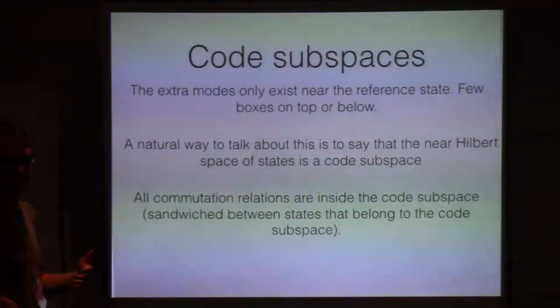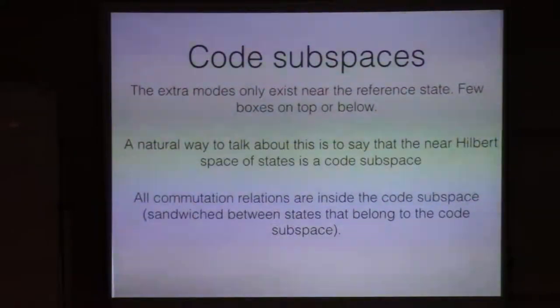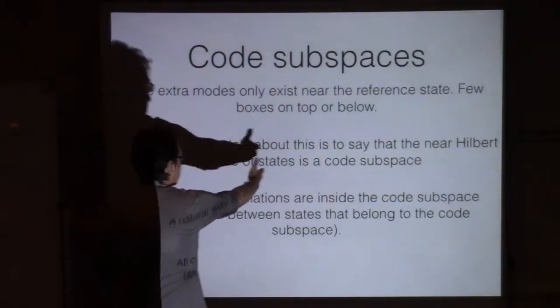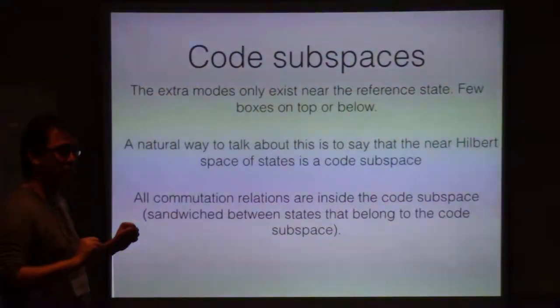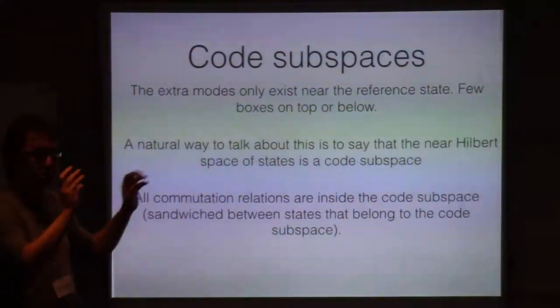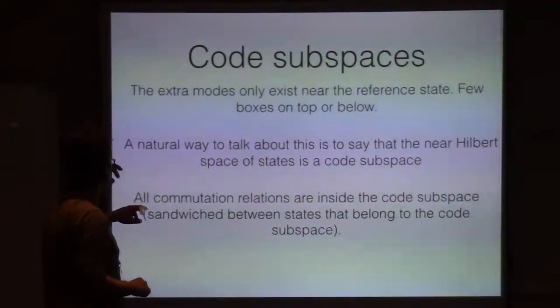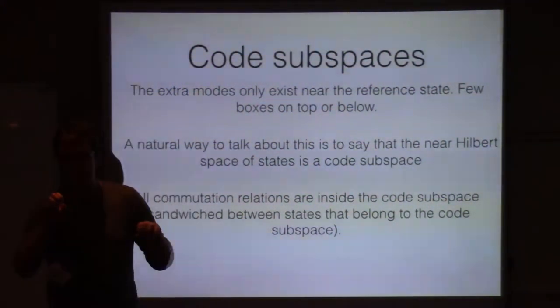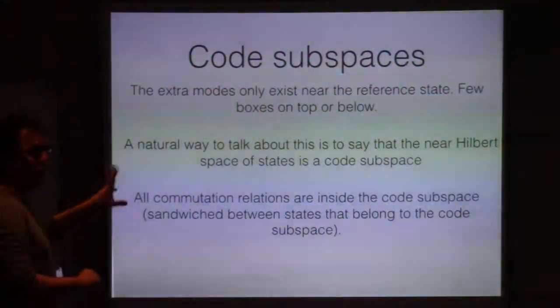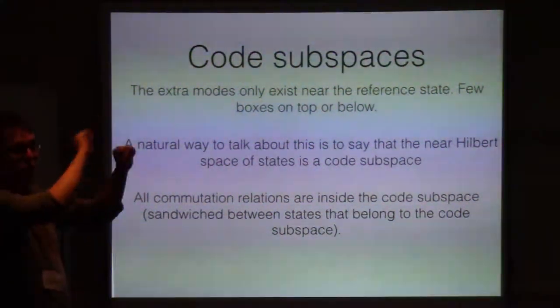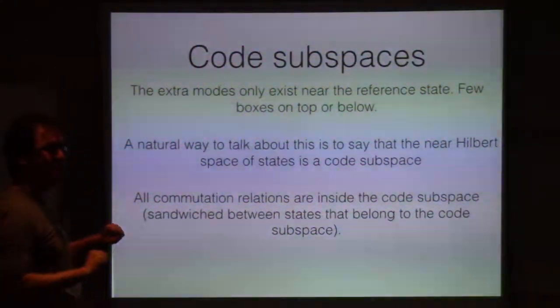And then again, you have to add this idea of the Kotze space, which is that the extra modes that I wrote, those Fourier modes, only exist near the reference state. There are few boxes on top or below. So as I said, the way to talk about this is that this is a Kotze space. I have a reference state. I have my raising and lowering operators. I describe them combinatorially by adding boxes. And all commutation relations that I need between the different modes are zero by virtue of the fact that the Hilbert space can be factorized. So the modes B will commute with each other because they work on different Young tableaux, and the C modes also.